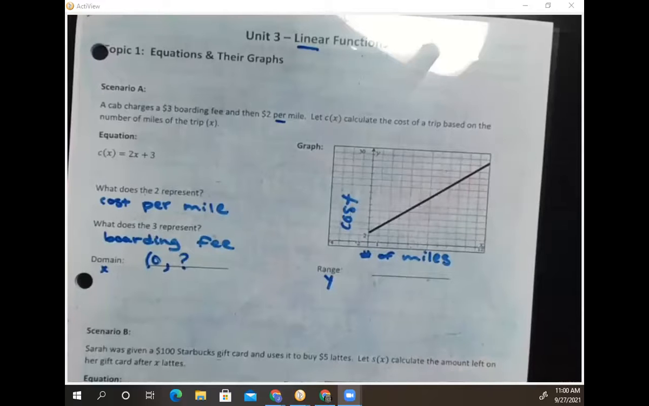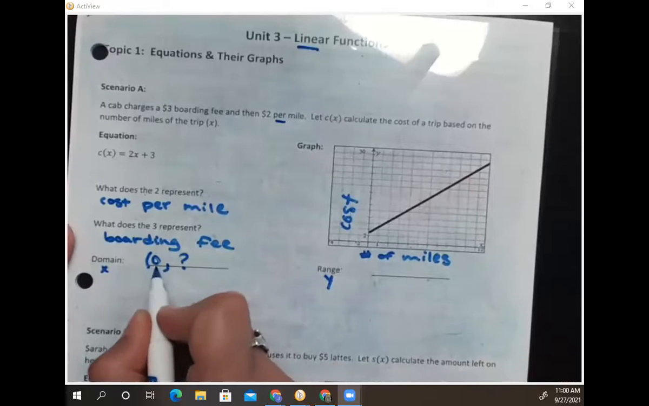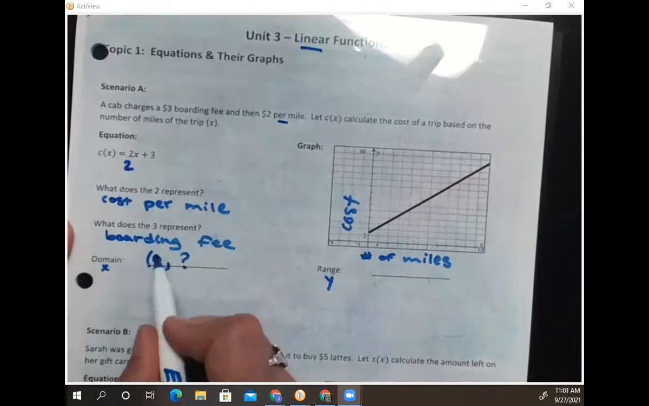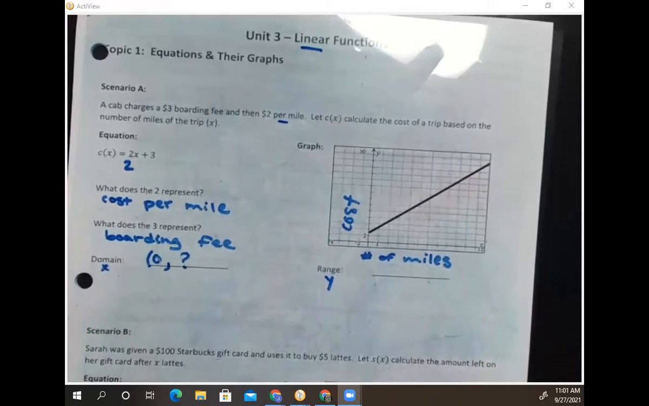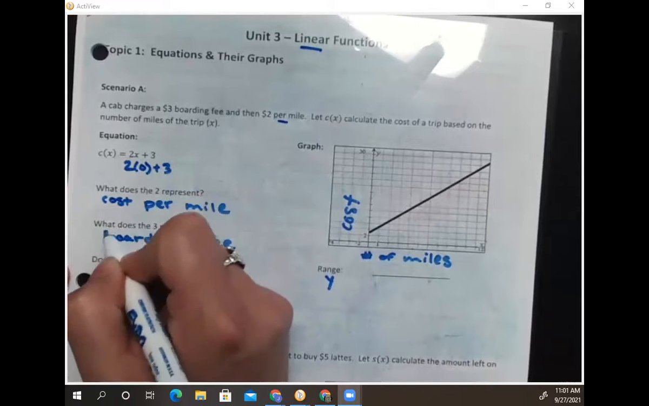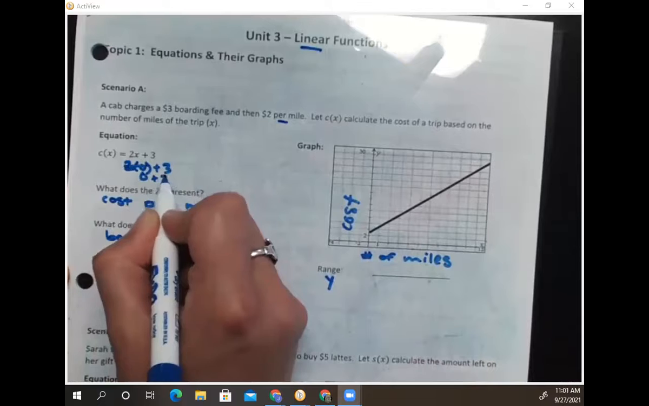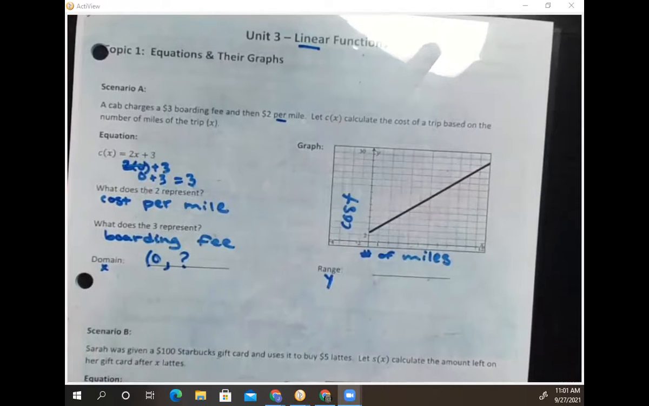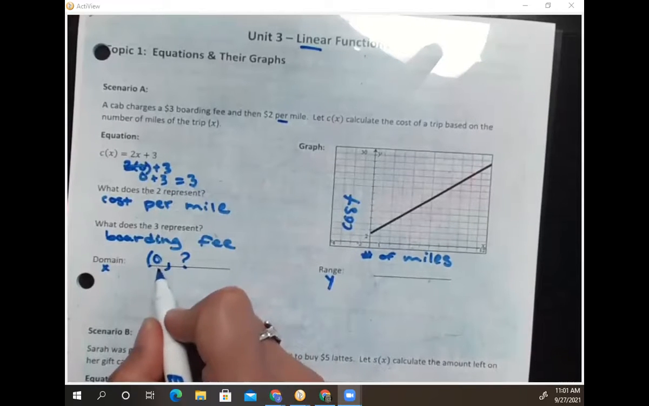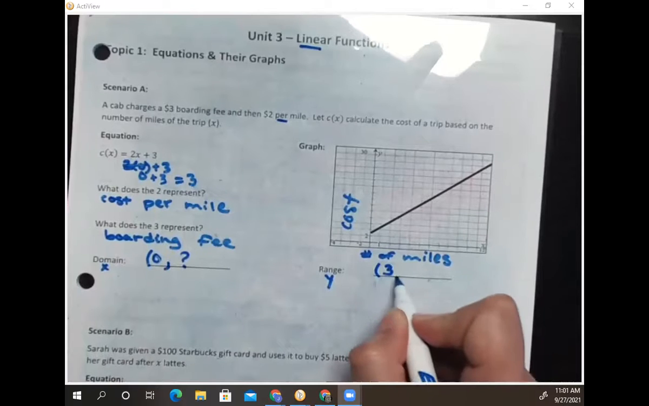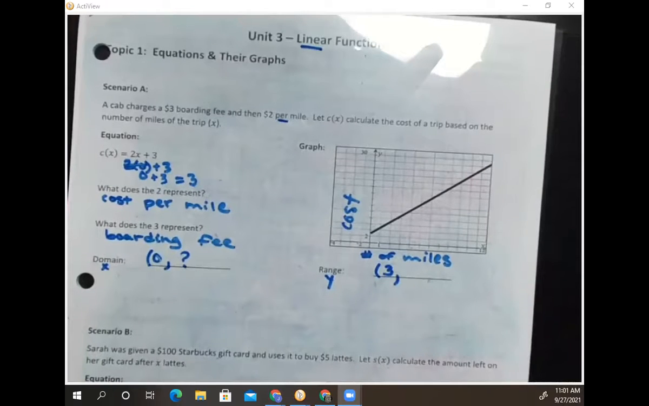And then let's talk about our range. So we said we start our domain at 0. So if I were to drive 0 miles, and technically, because we have that parenthesis, we said anything bigger than 0 miles. So if I were to start at 0 miles, that means that my cost is going to have to start at $3. Does that make sense? Now, since we're not actually going to travel 0 miles, we said anything bigger than 0, our range then would be anything bigger than 3. Does that make sense?